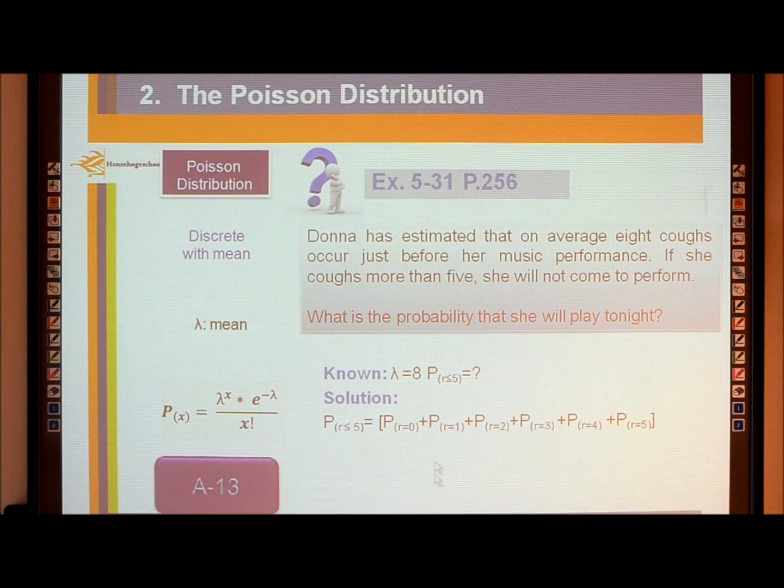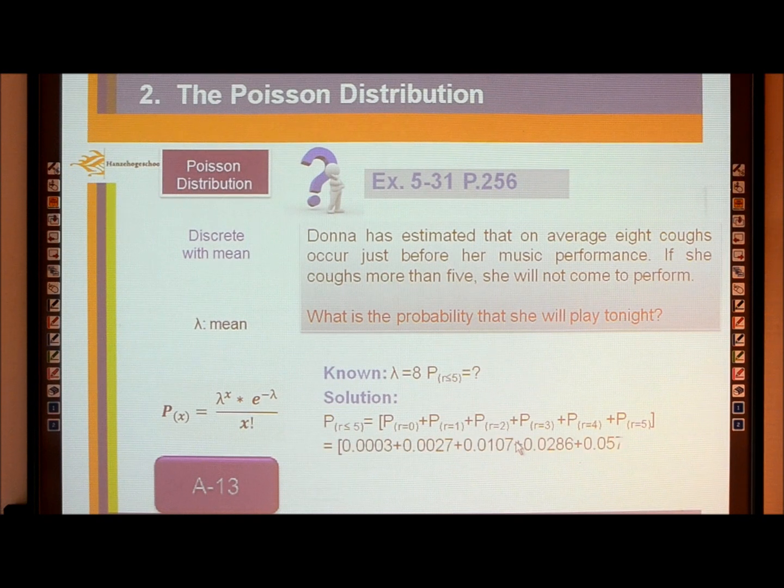And what will be the probability when R is 0, and R is 1, until R is 5? So we find that if she coughs 8 times on average, the chance that she didn't cough at all is around 0.03%. And the chance that she will cough only once today is 0.27%.